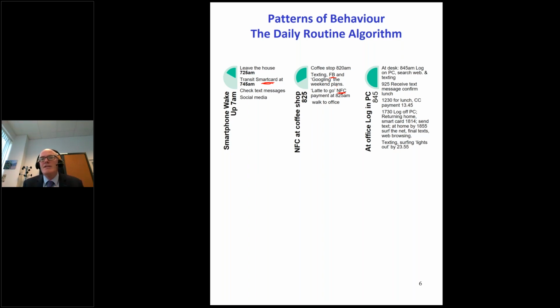You might get some text from a friend asking you to go for lunch, and you go for lunch at 12:30, and you might pay again with your credit card, a physical credit card, or you might pay with your credit card that's downloaded onto your smartphone. You log off your system at 17:30, but you have left a pattern of behavior, a digital pattern of behavior behind you.